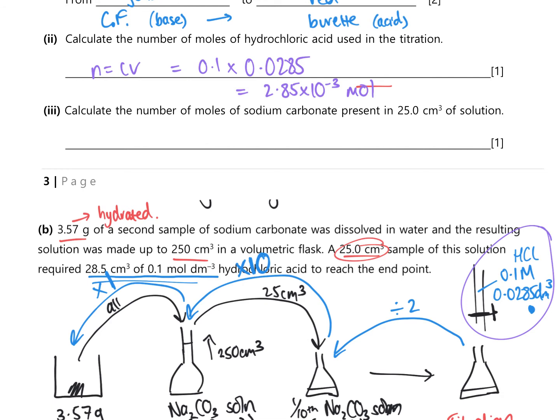Then it says calculate the number of moles of sodium carbonate present in the 25 centimetre cubed of solution. Think about what piece of apparatus you're in. You're in the conical flask at this stage. So that's where we use our ratio. Look down at your diagram to help you with that.